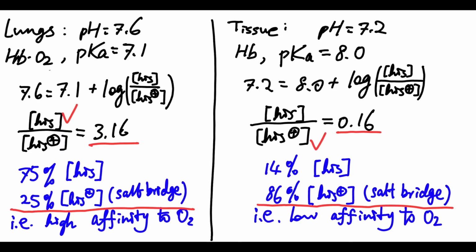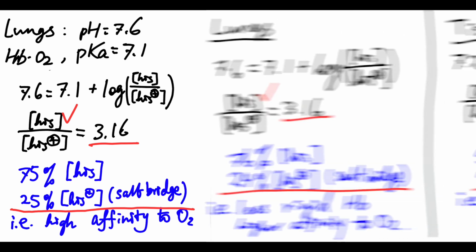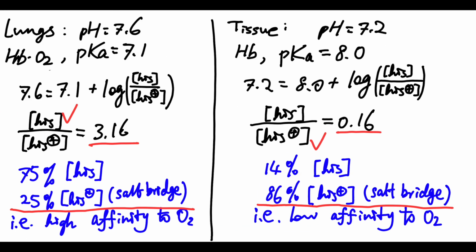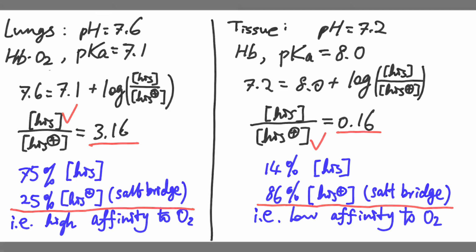Let's plug the numbers into the Henderson-Hasselbalch equation and do the calculation again. We compare the results with the previous one. It is clear that the conformational change, or the pKa shift of the histidine, contributed even more to the oxygen binding and dissociating process than the simple pH shift.